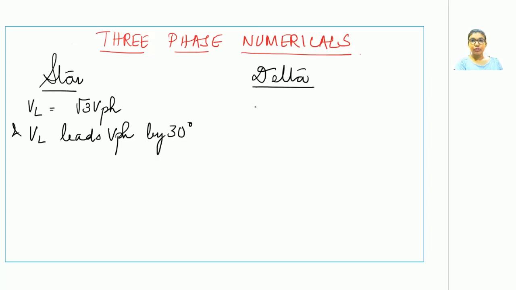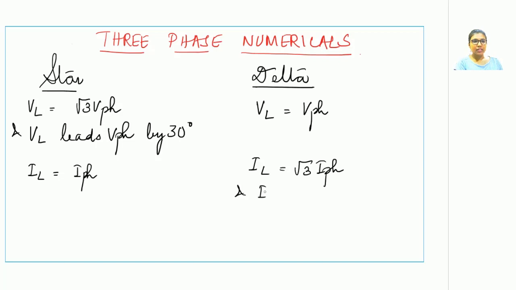On the other hand, for a delta connection, due to the absence of the neutral, the line voltage is equal to the phase voltage. Now coming to the current values. For a star connection, the line current is equal to the phase current due to the presence of the neutral. Whereas for a delta connection, the line current is √3 times the phase current, and at the same time, this line current lags the phase current by 30 degrees.